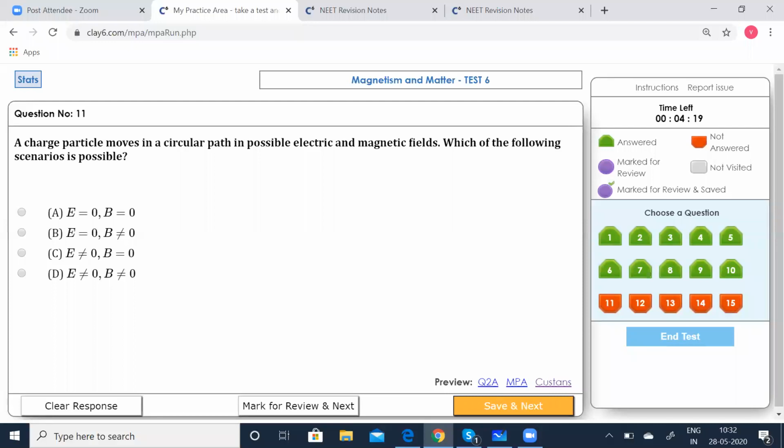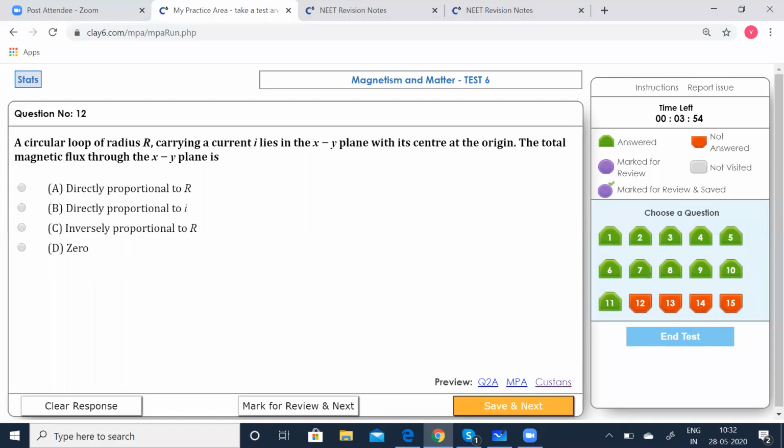Here, you can say that the charged particle will undergo a uniform circular motion in a constant magnetic field, right? So that means E also is 0, whereas B will not be equal to 0. So option B is correct. Save that, go to the next. Next.